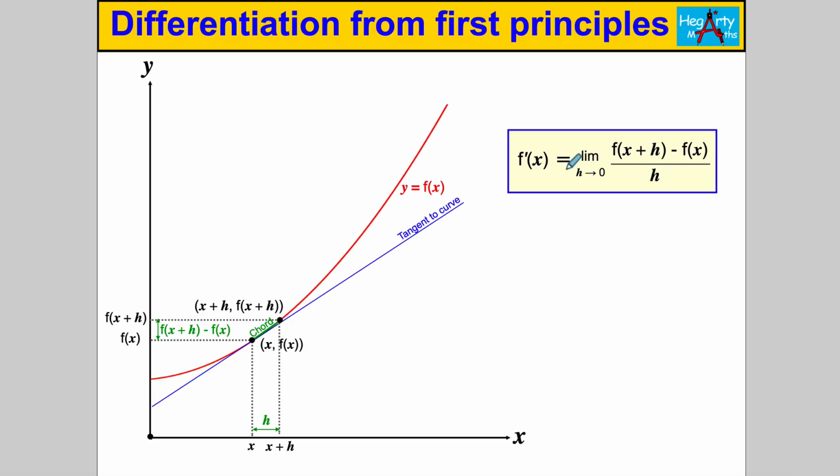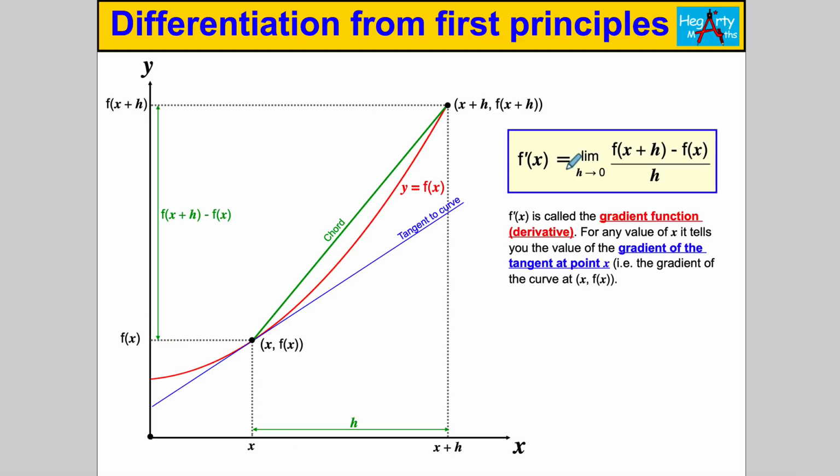Now, right now you might think to yourself, I'm not sure how that applies. We're going to use this formula to work out various gradient functions or derivatives to check they work. But just for now on notation, let's just say that f prime of x, we call the gradient function or derivative, if we can work this thing out.